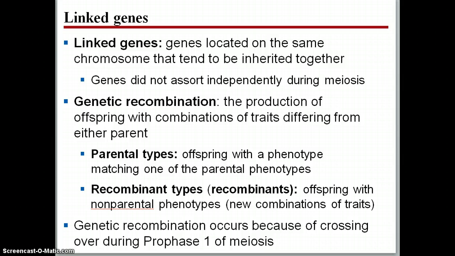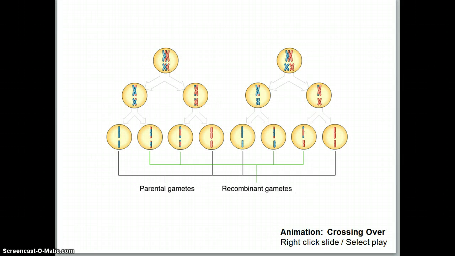So we have parental types, those that have the same phenotypes as the parent, but we're also going to have recombinant types that are going to be slightly different from the parents. They're going to have the same traits as the parents, but in different combinations of those traits. And this is all the result of crossing over during prophase 1 of meiosis. Now let me show you how this works.